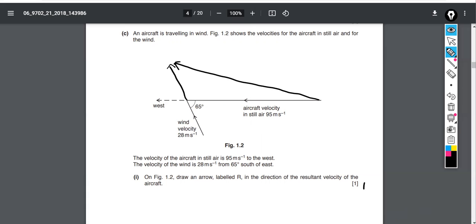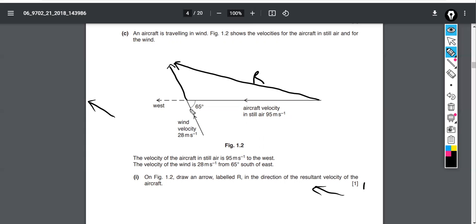Okay. Does it have to start from the tail? If you drew an arrow that goes in this direction and put it over here or down here, well, it says on figure 1.2, draw an arrow. So, following directions, put it somewhere around here. The key is that it's going this way. As long as we got that direction, we're good. One mark. It says draw an arrow labeled R, in the direction of the resultant velocity, so it's going to point this way.